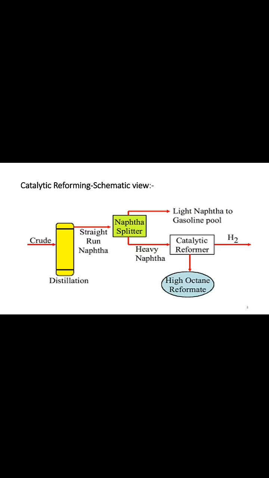Catalytic reforming schematic view. You observe that here the distillation chamber, naphtha filter and catalytic reformer are placed. Crude petroleum is subjected to distillation. The straight run naphtha is passed through the naphtha filter. The splitting occurs. Light naphtha gasoline pool is separated from heavy naphtha. Heavy naphtha is then sent to the catalytic reformer where high octane reformate is obtained.